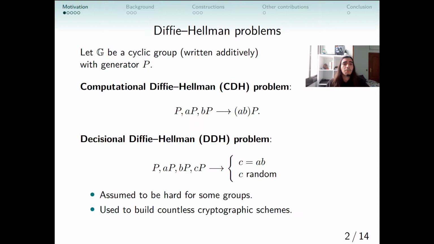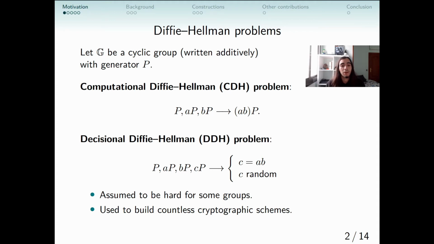And to introduce the topic, I will start by recalling two very well-known problems in cryptography, which are the Diffie-Hellman problems. So let G be a cyclic group, and in this talk we're going to write all groups additively, and let's fix the generator P. So first, the computational Diffie-Hellman problem is, given the generator P and two other elements AP and BP for some A and B random integers, we're asked to compute ABP.